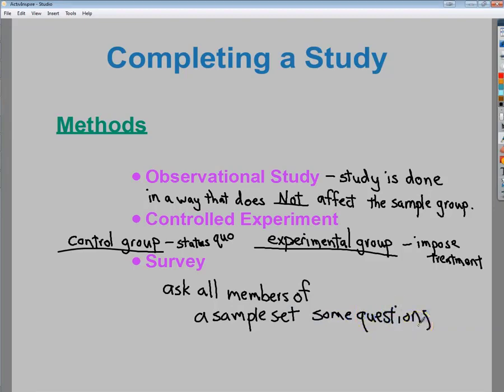So in the first case, you're just observing what they're doing. In the second, you're splitting them into two groups, applying a treatment to the experimental group, and seeing if they're affected, if their lives change in some way compared to the control group, which is the status quo and doesn't change. It's like you were never even involved. And the last one is a survey where you basically just ask all the members of your sample set some questions. Now, you can add bias in the survey questions, but I'll have a different video on that in the future. So that's it, completing a study, sampling a set, and looking for bias in that sample set.